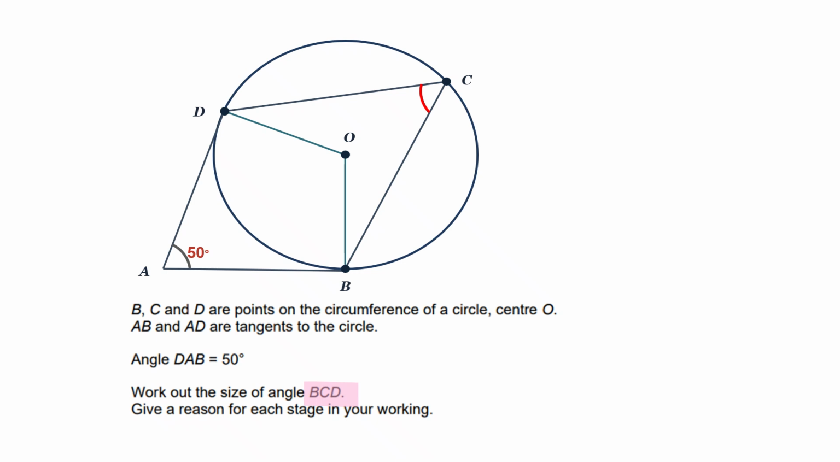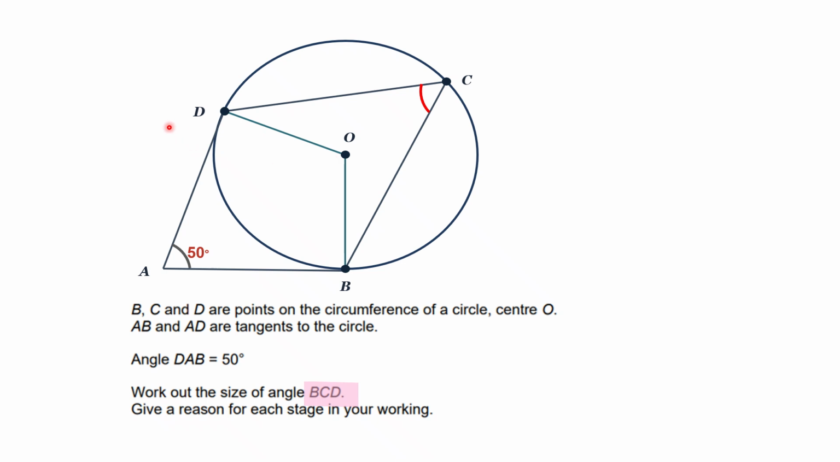Some students don't know how to know which angle is it. So just start on B, go to C and D. The letter in the middle is the angle. So it's angle C. Now, to find this, we need to remember the circle theorems. So we can first find this angle here, can we?